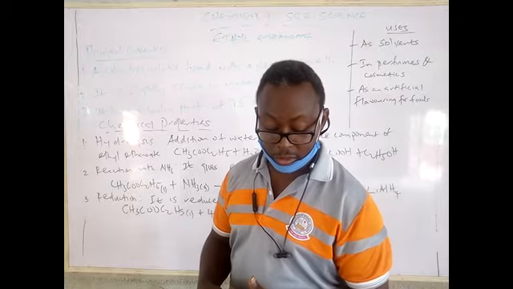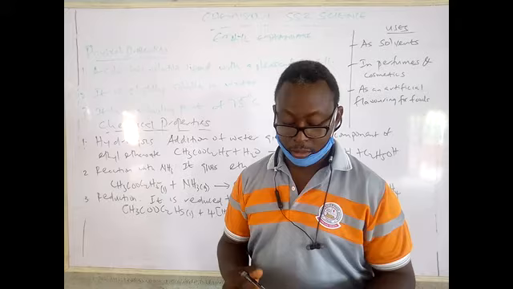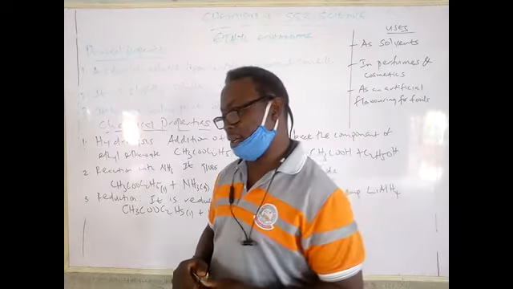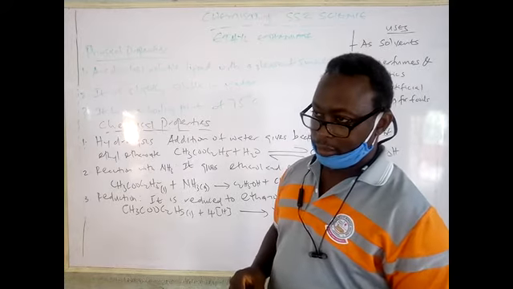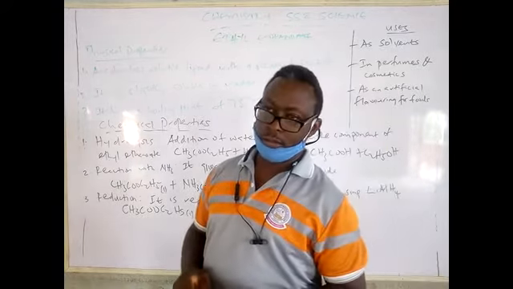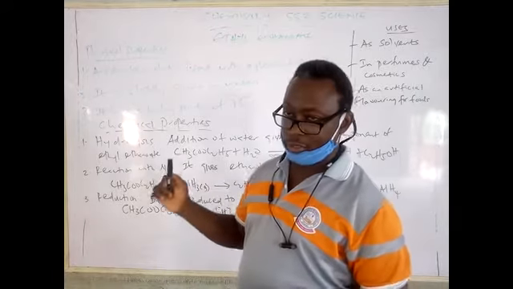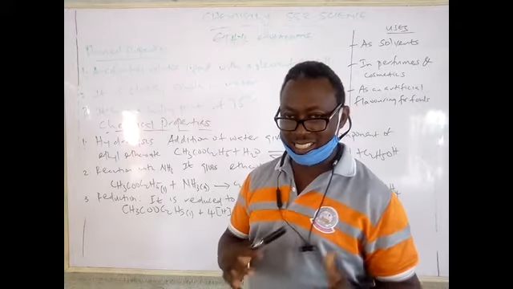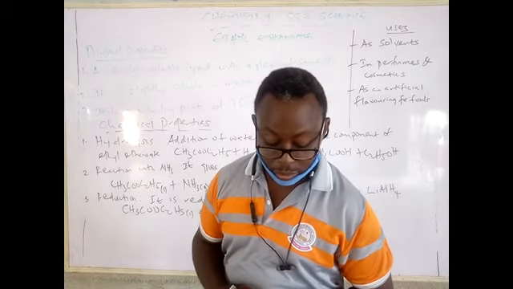We have been discussing various families. I told you we have alkane, alkene, alkyne, alkanol, alkanal, alkanoic acid, alkanoate. We've been discussing alkanoate for some time now. And while discussing alkanoate, we took ethyl ethanoate as an example.